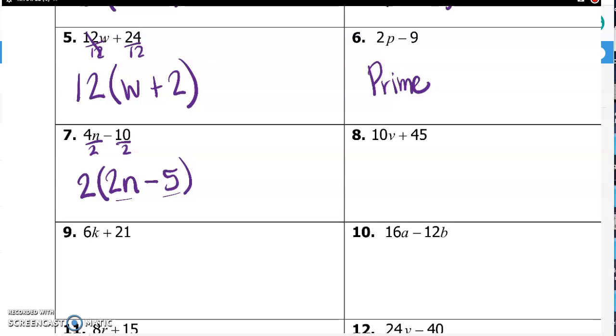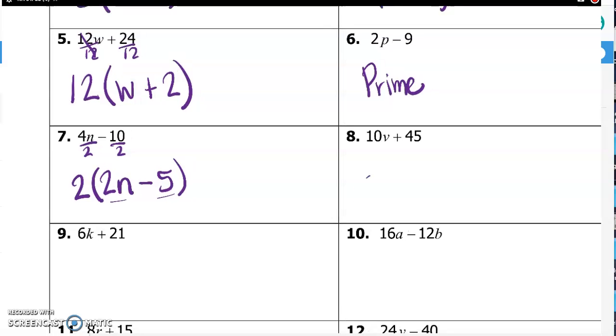Number 8, 10 does not go into 45. 2 goes into 10, but it does not go into 45. 5 goes into 10 and also into 45. So 5 is what we write outside of the parentheses. 5 is what goes into both of them. Then we divide by 5. 10 divided by 5 is 2, and then the v comes with it, plus 45 divided by 5 is 9. Don't forget to end those parentheses as well.